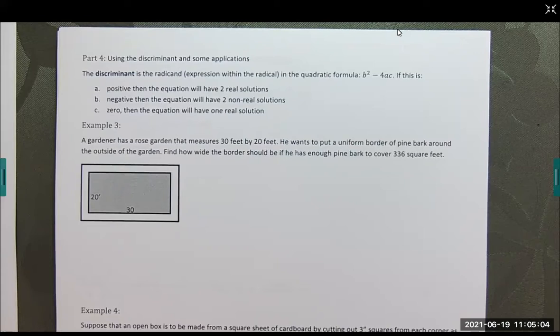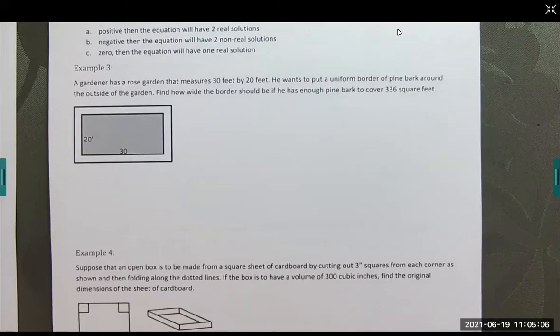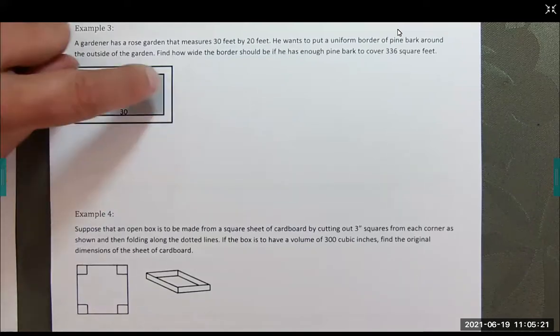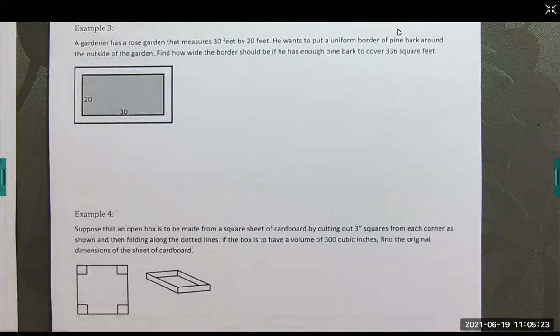All right. Let's look at some applications here. A gardener has a rose garden that measures 30 feet by 20 feet. A nice little picture here. He wants to put a uniform border of pine bark around the outside of the garden. So that's the white that goes around it. Find how wide the border should be if he has enough pine bark to cover 336 square feet.